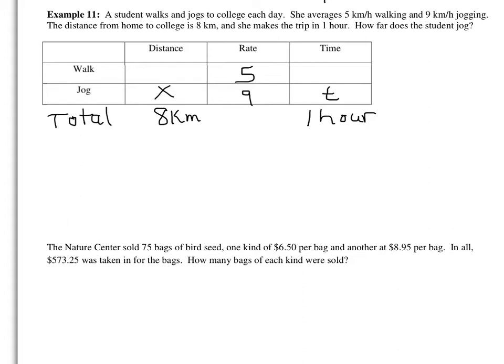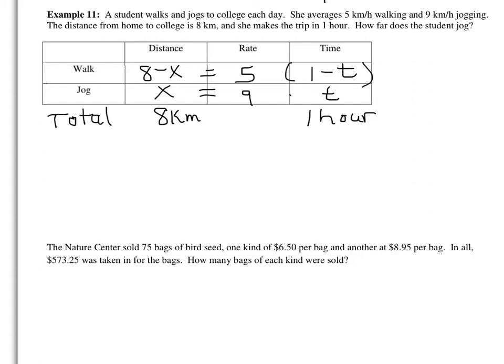So, if the total distance to school is 8 kilometers, and she spends x of them jogging, how many kilometers does she walk? 8 minus x. If t is the amount of time she spends jogging, and she takes a whole 1 hour to make the trip, how much time is left for walking? 1 minus t. And we know that distance is rate times time.